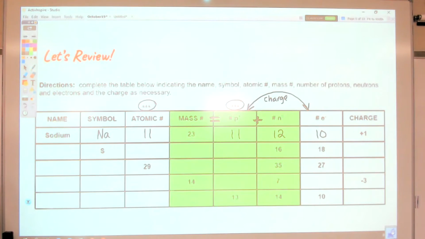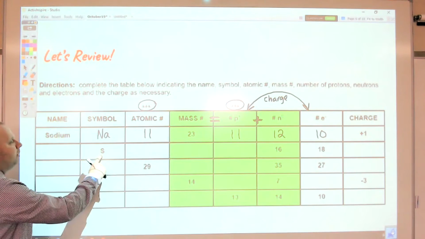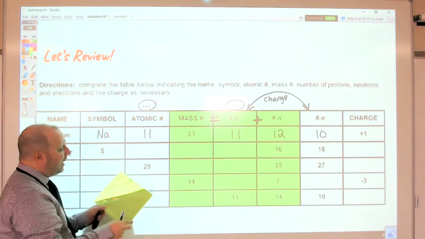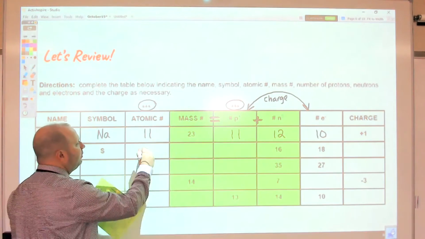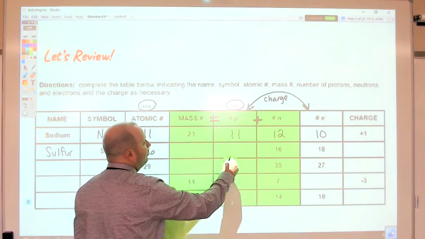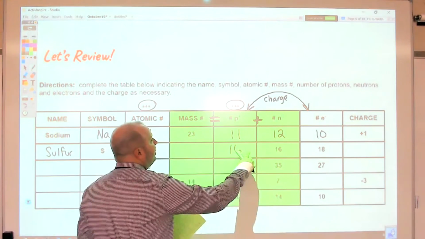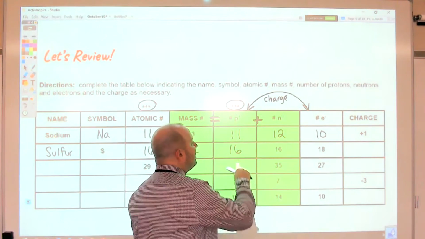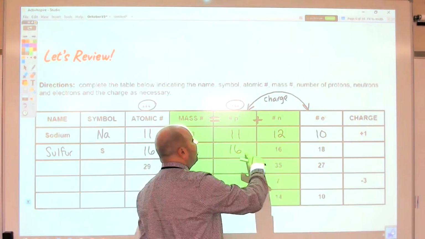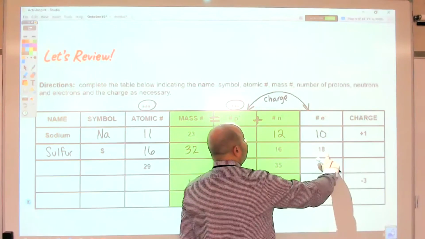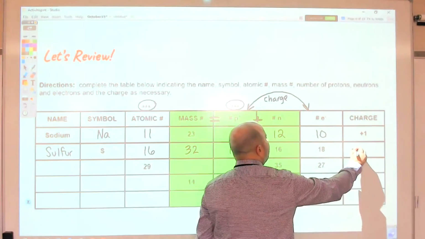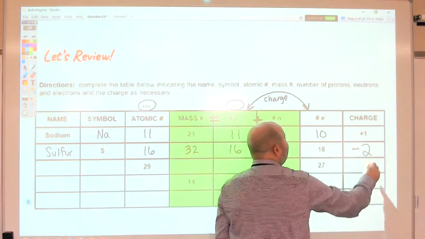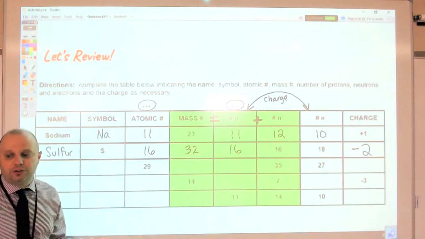In the next example, we have the element sulfur. Element sulfur has atomic number 16. Its mass is going to be 16 plus 16, or 32. And finally, if I have 16 protons and I have 18 electrons, that means I have more electrons, negative charge, and 16 compared to 18 means I have a negative 2 charge.